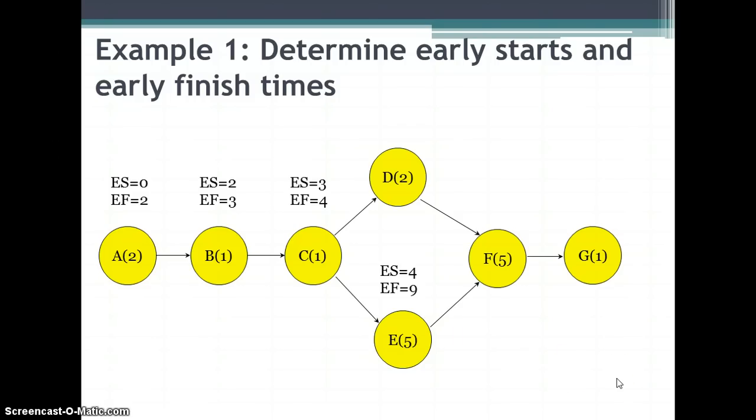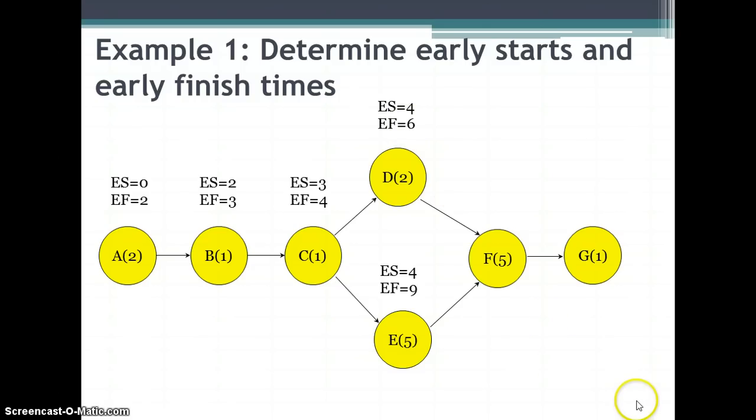The early start of E is the same as the early finish of C. We add 5 to it, which means that our early finish is 9. Our early start of D is the same as the early finish of C, which is 4. We add 2 to it, and that gives us the early finish of 6.